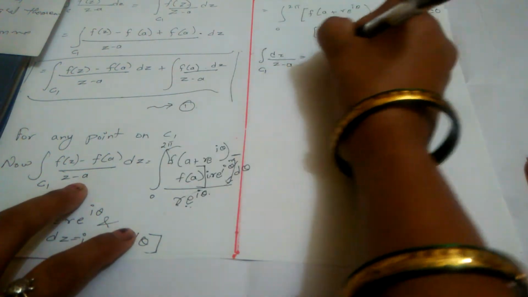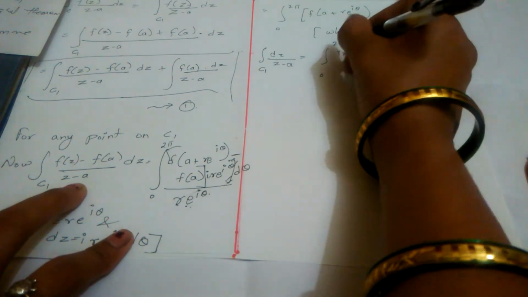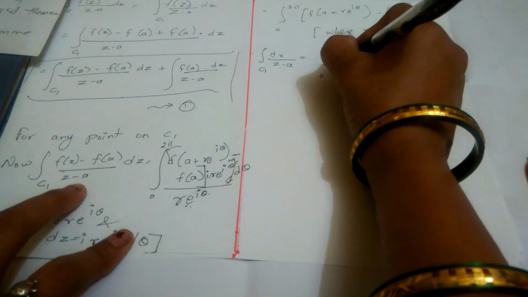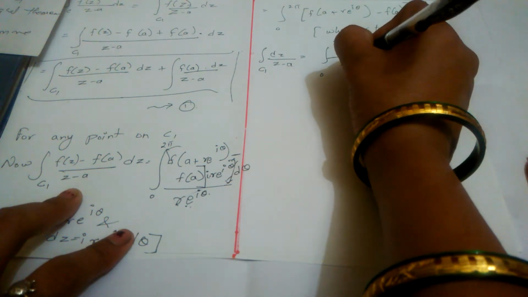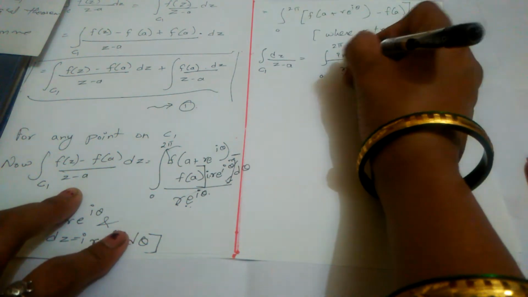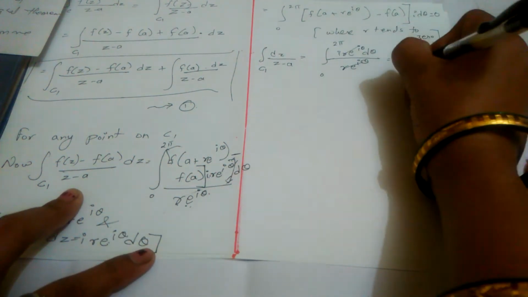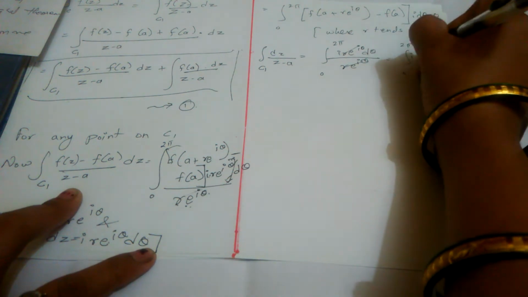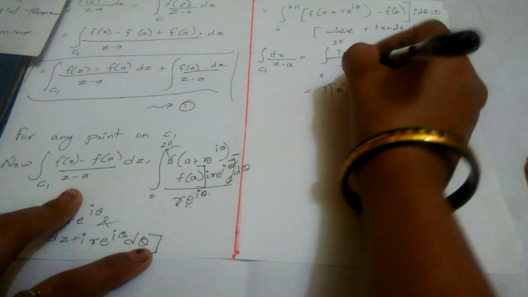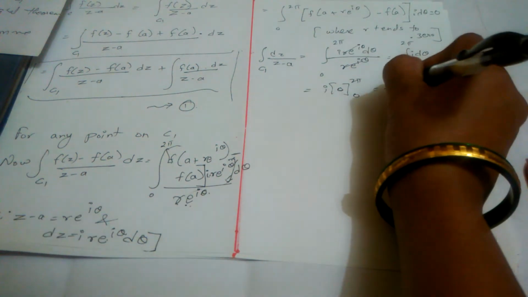Okay, so which is equals to integral 0 to 2 pi i r e^(i theta) d theta divided by r e^(i theta). So again here in this part, this term gets cancelled out. So we'll have only i and d theta. So which is equals to integral 0 to 2 pi i d theta. So what we will be getting is i theta within the limits 2 pi and 0. So which is equals to 2 pi i.